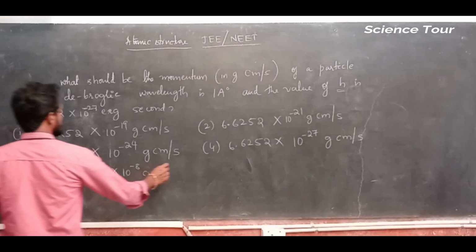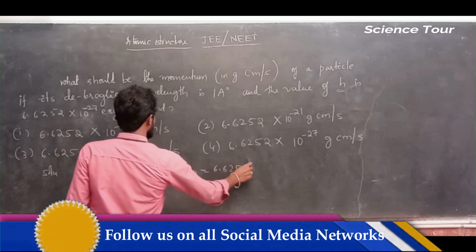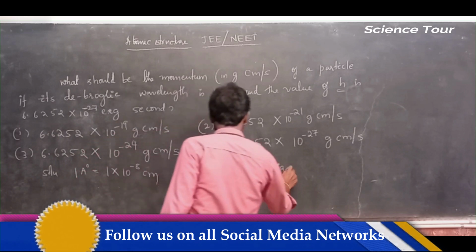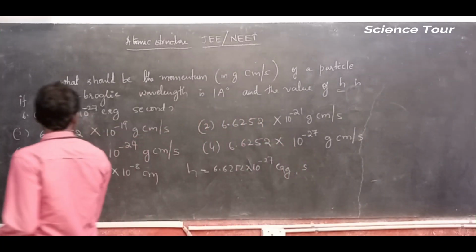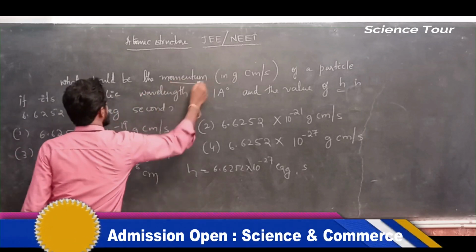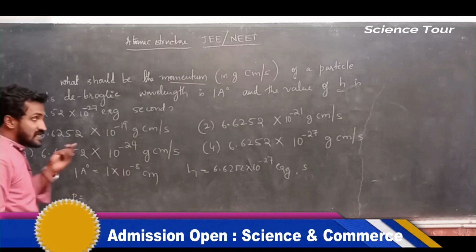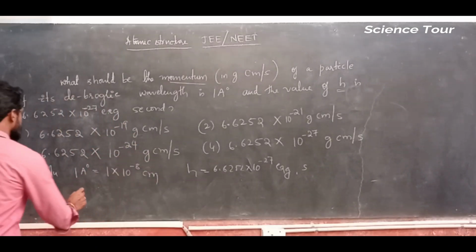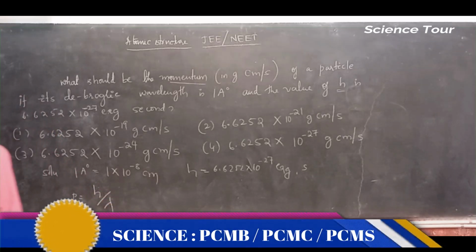h is given, my dear students. h is how much? 6.6252 into 10 to the power minus 27 erg second. Now which formula you have to use? What should be the momentum? Momentum is nothing but p, that you have to find out. Which formula? p equals h by lambda.